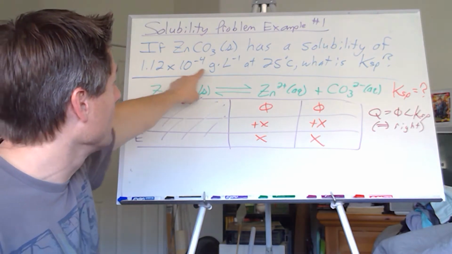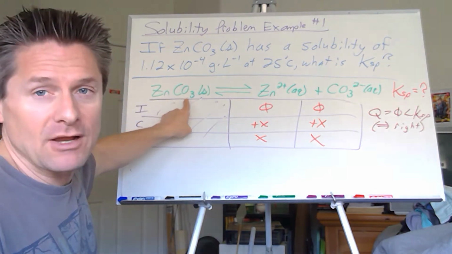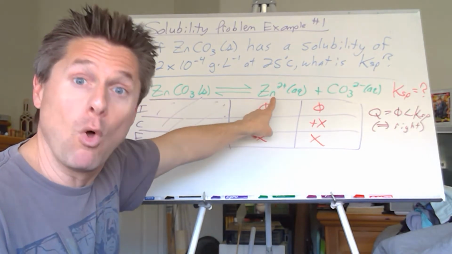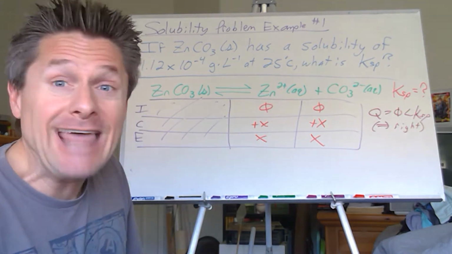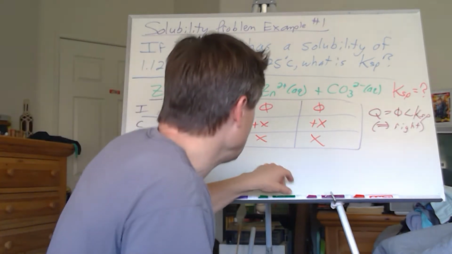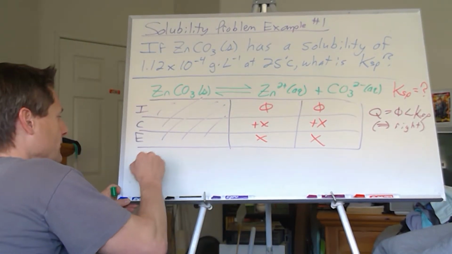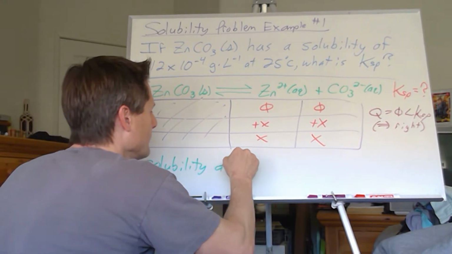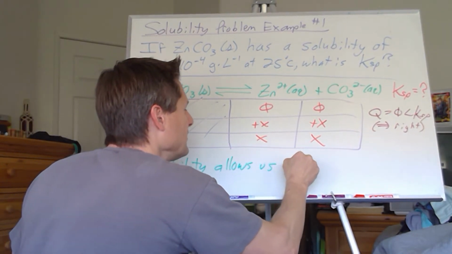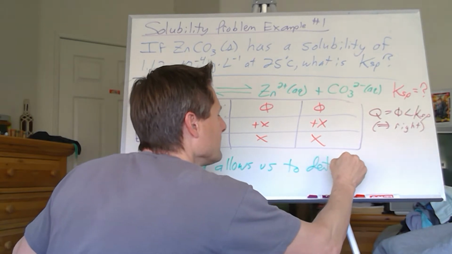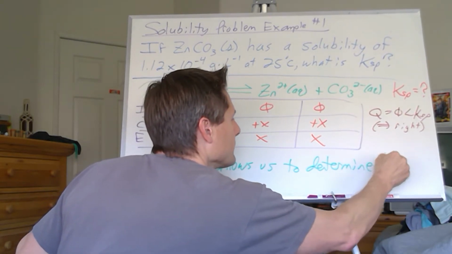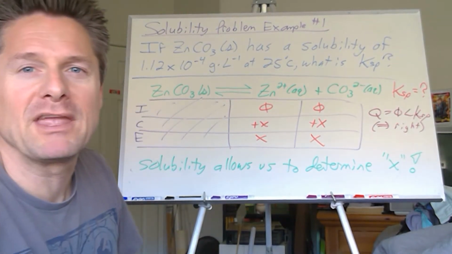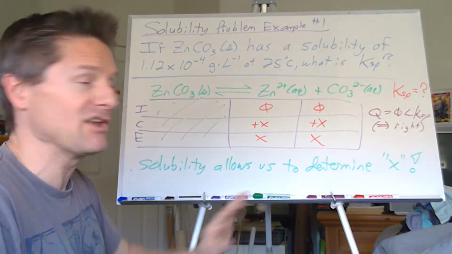So if I go from the grams of zinc carbonate to moles of zinc carbonate, then I can go 1 mole of zinc carbonate to 1 mole of zinc. I'll have moles of zinc per liter of solution. That's x. The solubility gives us x. That allows us to determine x. That's why this is a type 2 problem. I give you a hint on the equilibrium concentration of something.